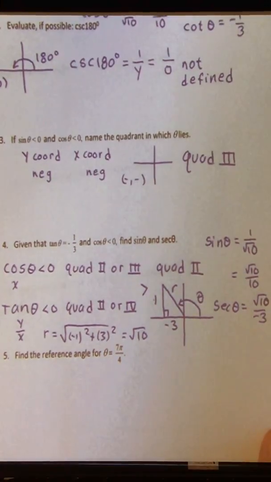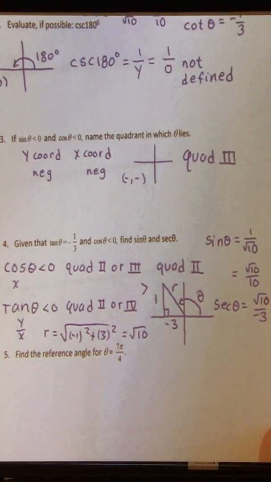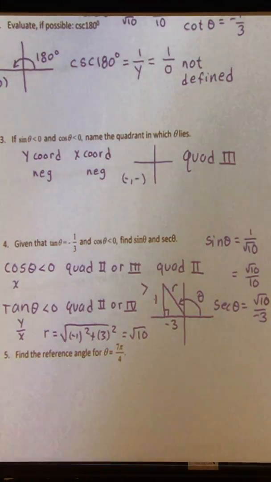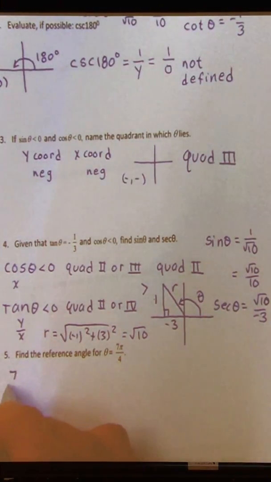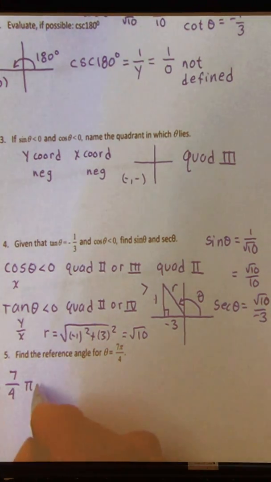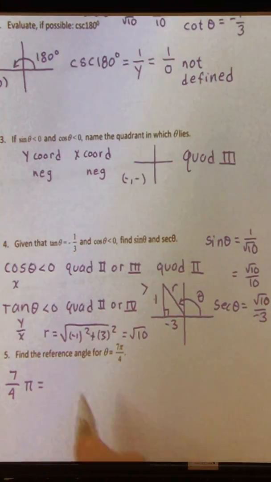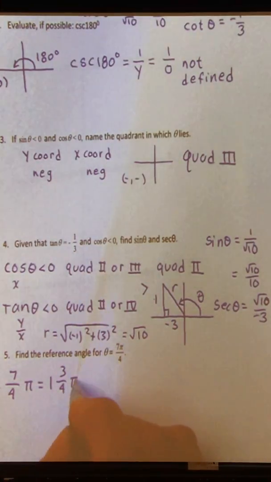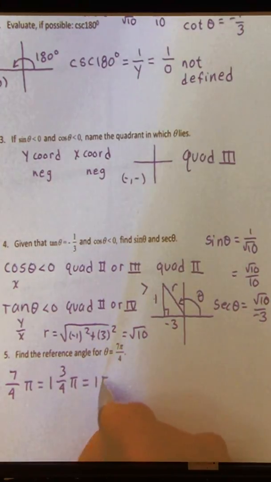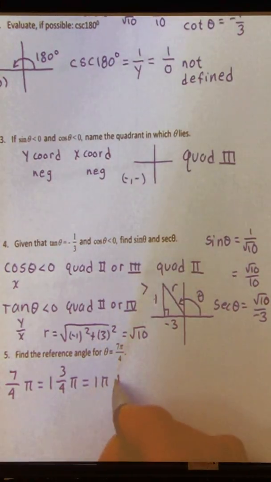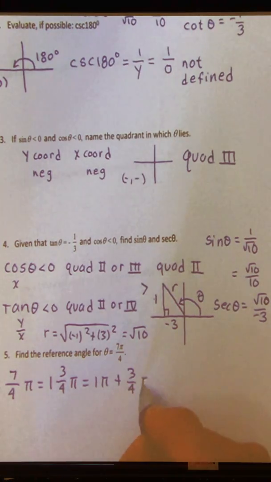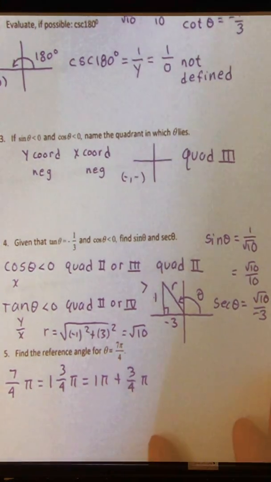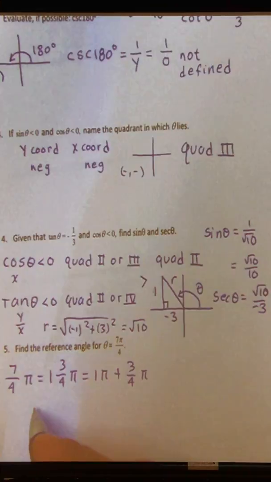Problem number 5. Find the reference angle for an angle measuring 7 pi over 4 radians. Okay, first we have to think 7 pi over 4, we can write it as 7/4 pi. Thinking about that as a mixed number, 7/4 is 1 3/4. So 1 3/4 pi, or in other words, 1 pi, 180 degrees, plus 3/4 of pi, 3/4 of 180 degrees. And this will help us find the quadrant in which we are working.